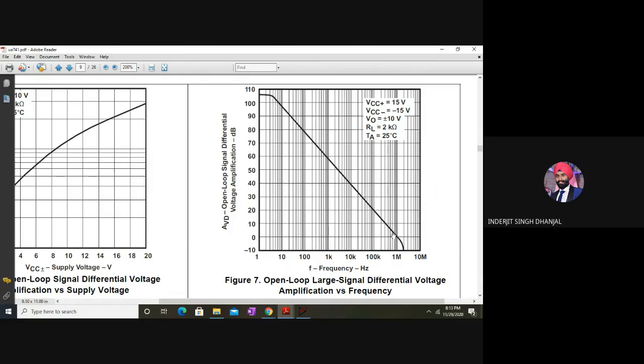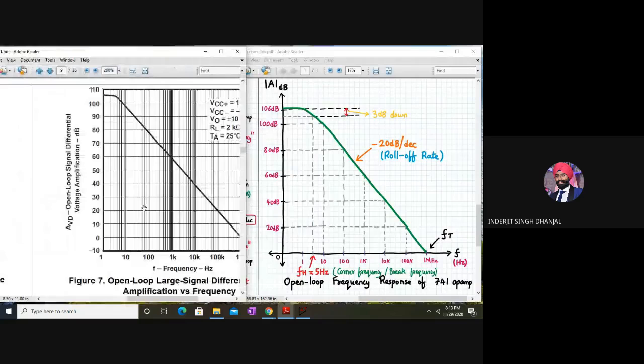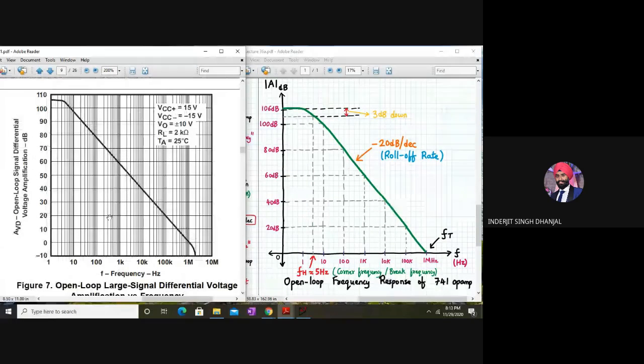And as you can see over here, at around 1 megahertz, the gain is around 0 dB, which corresponds to the gain of 1. So this graph, which is given in the data sheet, is the same graph which we are studying over here. The only thing is we have plotted these things carefully. I hope that this is fine now, and we can move ahead.